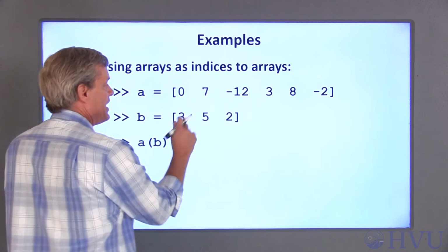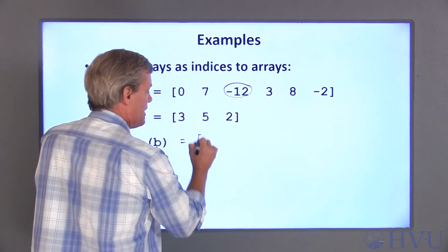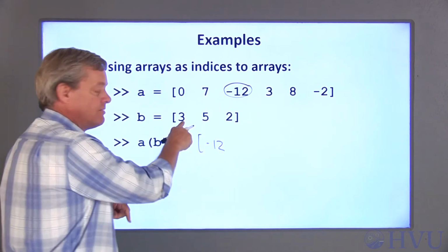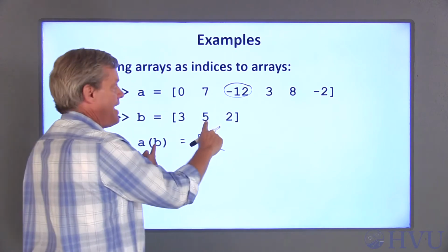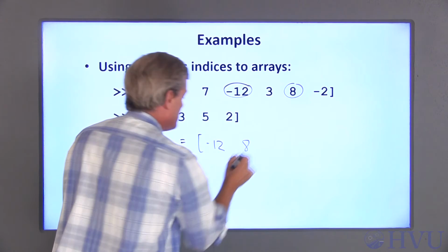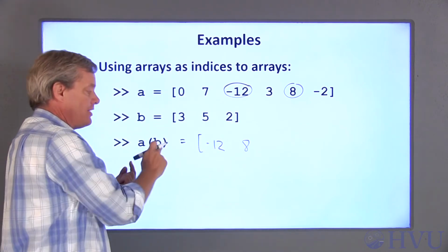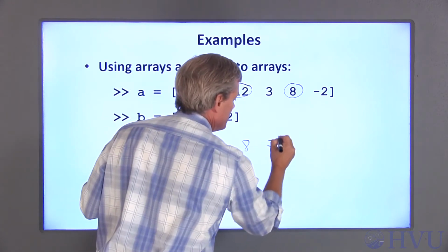So the first time through, I look for A of 3, which is negative 12. That's going to be the first element in the A array. The next one will be A of 5, 1, 2, 3, 4, 5, which will be 8. And the last one, a 2 will go in here. I'll pull out A of 2, which will be 7.